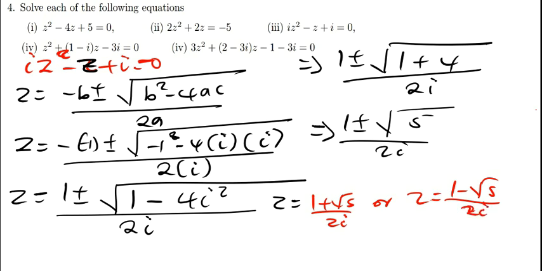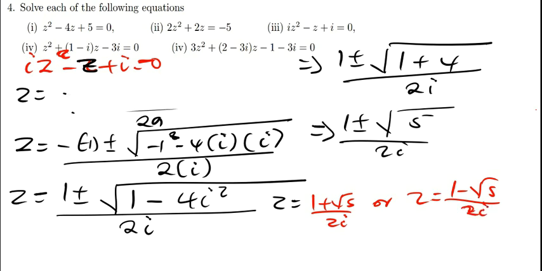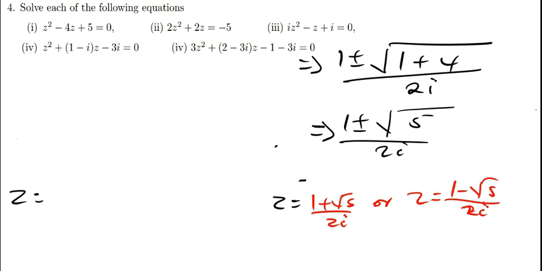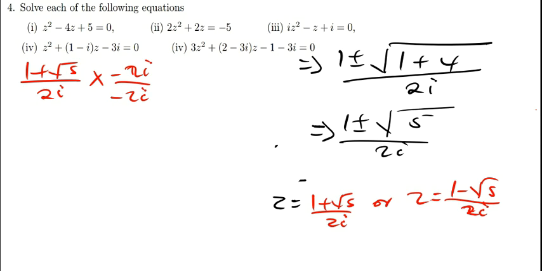But we can't leave our answer in this form, because i should not be on the denominator. The answer has to be in the form of x plus iy. So I'll conjugate the what? The denominator. So I'll say 1 plus the root of 5 divided by 2i, meaning times negative 2i, even here times negative 2i. So negative 2i times 1, what are we going to have? Negative 2i times 1, I'll have negative 2i.